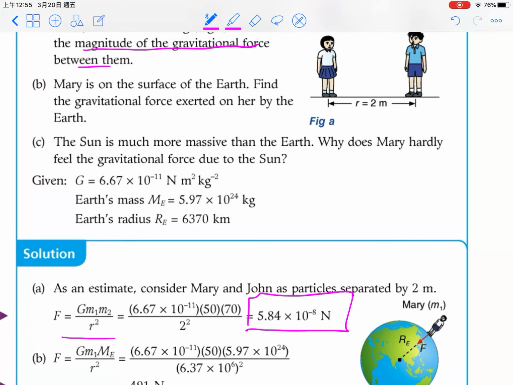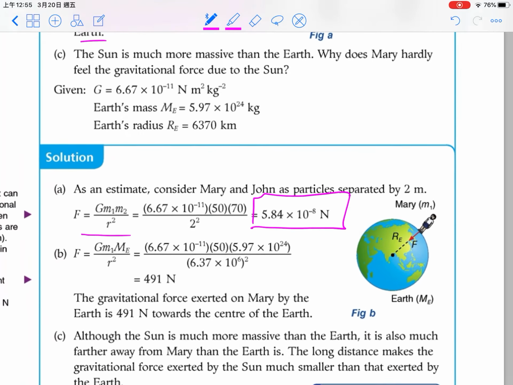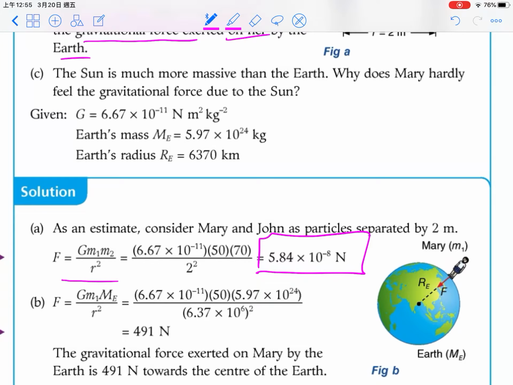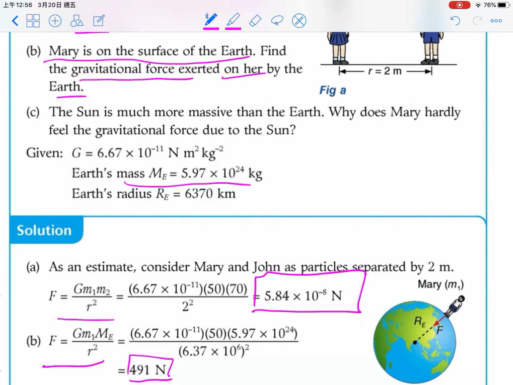And part B, Mary is on the surface of the Earth. Find the gravitational force on her by the Earth. Actually, it asks you what is the weight of Mary. The answer is by substitution. We will find that the force is very large because the mass of the Earth is large. So the force will be 491 Newtons.